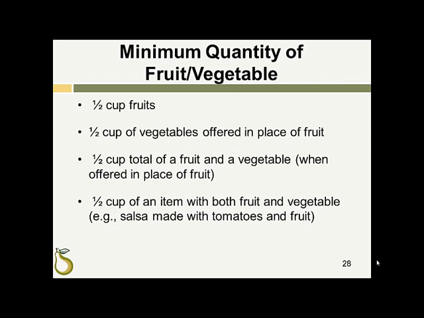Full strength fruit or vegetable juice may be offered to meet up to 1/2 of the weekly fruit requirement. To be credited as part of a reimbursable breakfast for OVS, the minimum quantity a student must select is 1/2 cup fruits, or 1/2 cup vegetables offered in place of fruit, or 1/2 cup total of fruit and a vegetable when offered in place of fruit, or 1/2 cup in an item with both fruit and vegetables, such as salsa made with tomatoes and fruit.